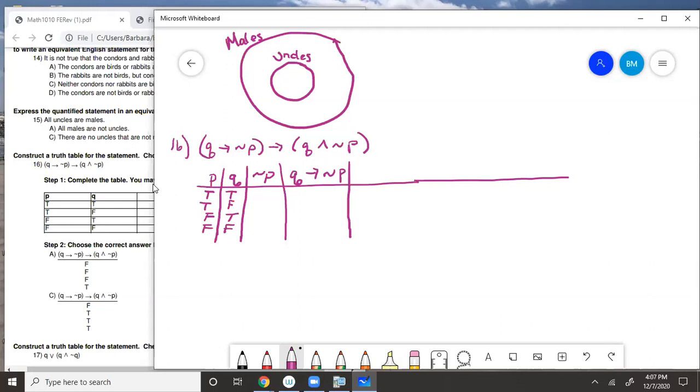Therefore, I can now combine this Q and not P. And now finally, I can put these two together, the fourth column and the fifth column together with this sign. So here's what's in the fourth column, and then we write this, which is in the last column.